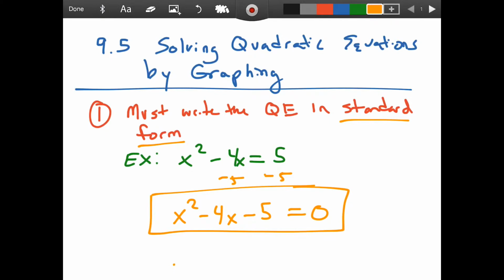To be in standard form, you always want the x squared term first. You want the single term of x second, and you want just the coefficient, the standard plain number, third. All right, so we have x squared minus 4x minus 5 equals 0. You've taken your quadratic equation and put it in standard form.